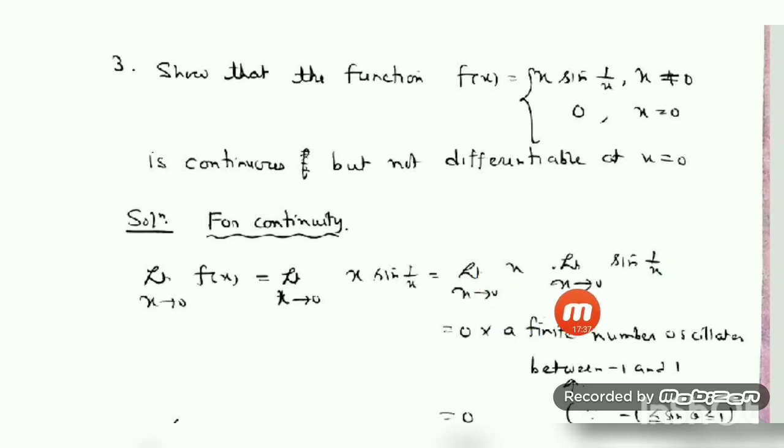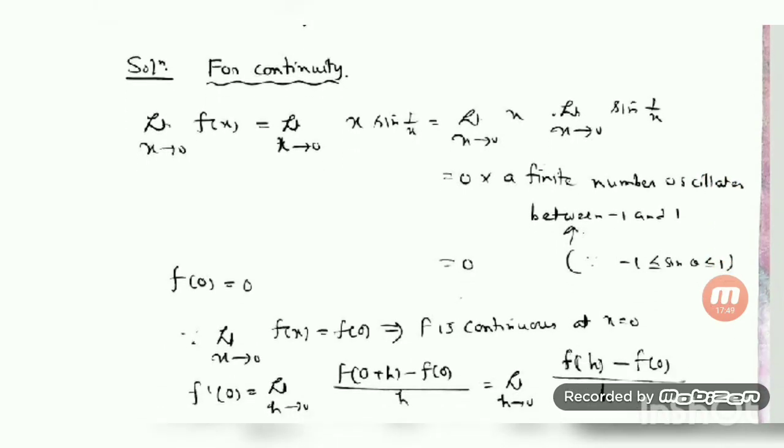Now I can substitute here, but it is not possible to directly substitute the value of 0 here because 1 by 0 is infinity, does not exist. But we know the sine function is a periodic function. It oscillates between minus 1 and 1. So whatever the value of x we get, we will always have the sine theta values between minus 1 and 1. So it's a finite value, and 0 into a finite value is 0.